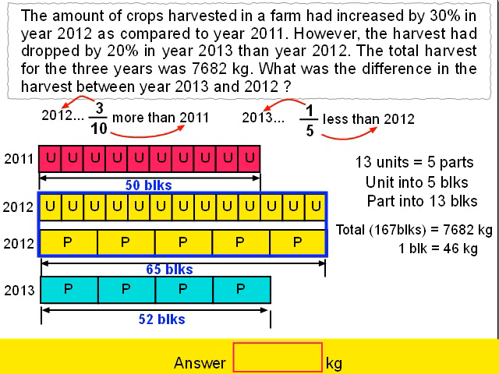The question: what was the difference in the harvest between 2013 and 2012? 2013 we had only 52 blocks. 2012 we had 65 blocks. The difference is 13 blocks. Right? 65 minus 52 gives you 13 blocks. So we'll have to take 13 blocks multiplied by 46 kg. Work that out and you will get 598 kg. So that was the difference of the harvest between 2012 and 2013.